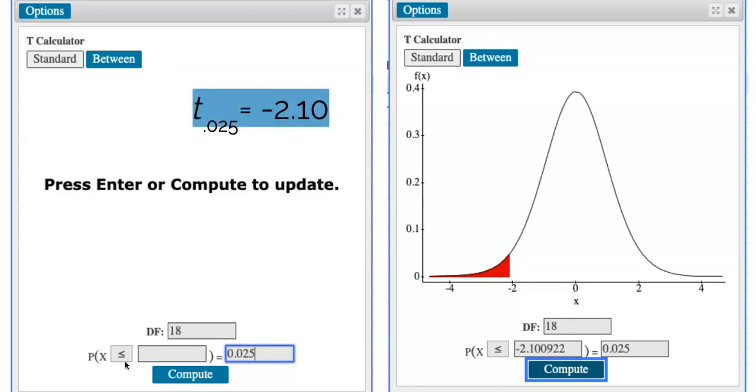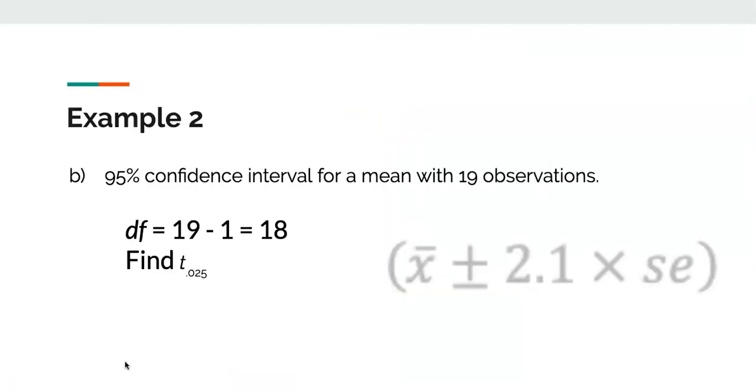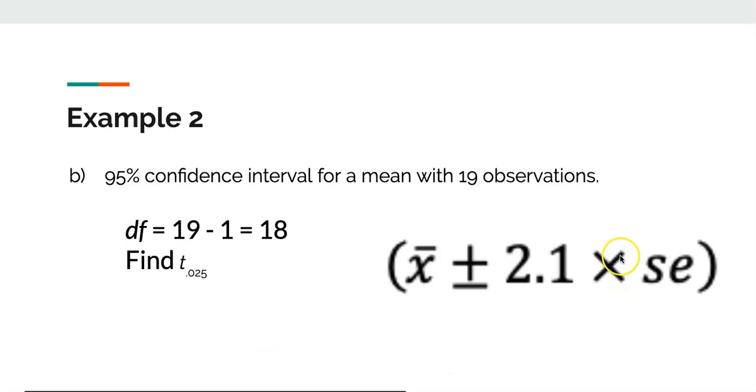Because as you do the margin of error, you will either add or subtract this number. So the confidence interval will be x bar, the sample mean, plus or minus the margin of error, which can be found as the product of our t-value, 2.1, and the standard error, okay?